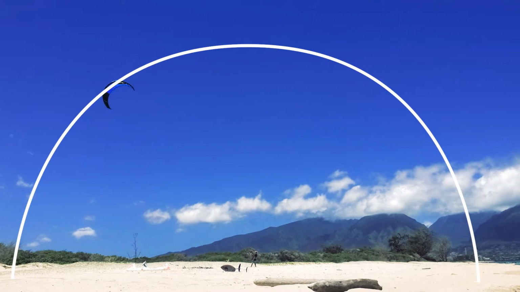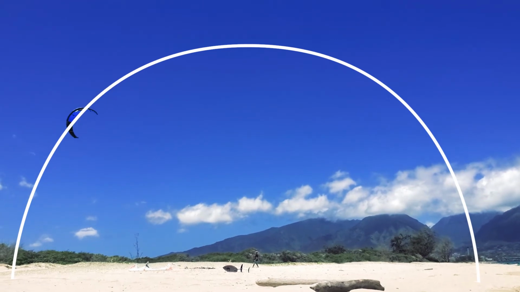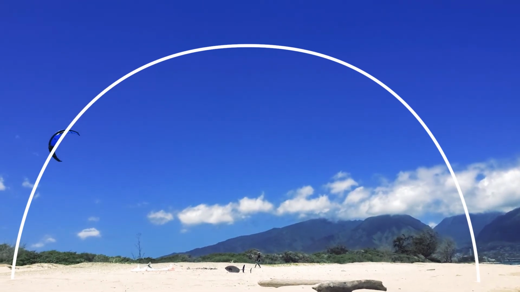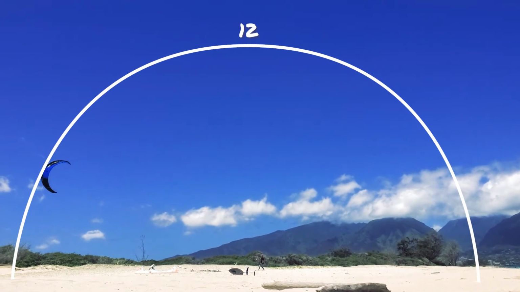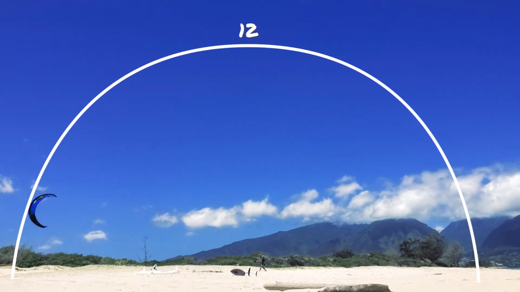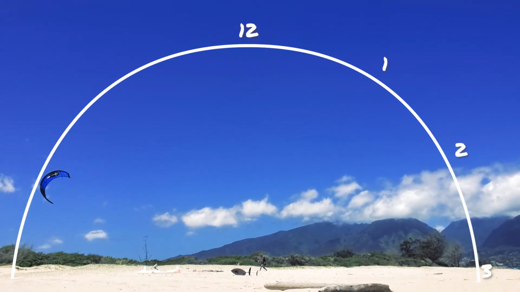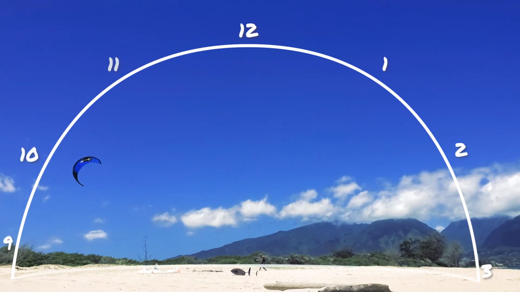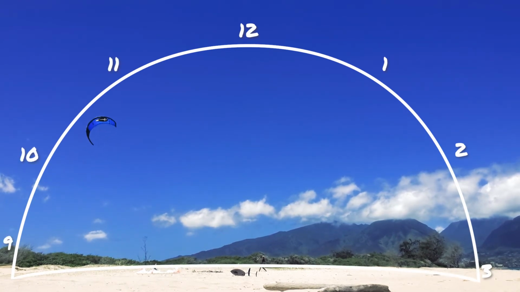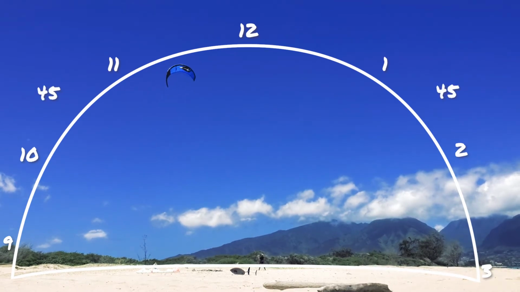Now on the edge of the wind window, we have different positions where your kite is flying. Straight above you we have noon or 12 o'clock. Then just like a clock face, we have 1, 2, and 3. And then 9, 10, and 11. And then in between 1 and 2 and 10 and 11, we have 45 degrees. This is just going to help you understand where you are placing your kite in the wind window.